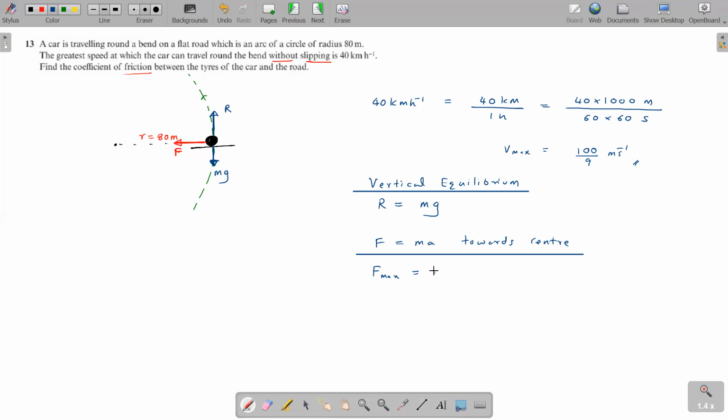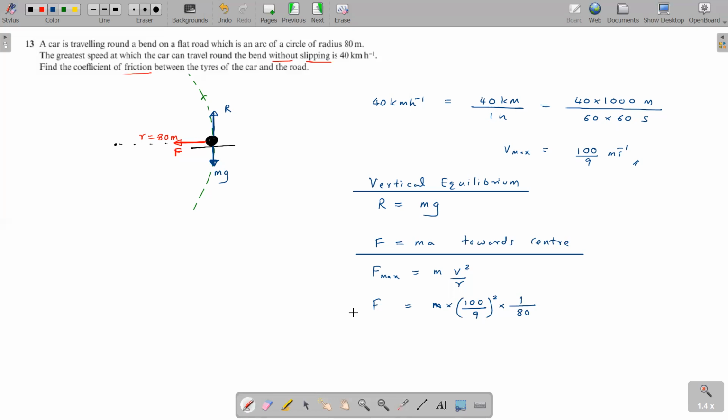Mass is unknown, and for acceleration, I think we can go with r omega square or v square over r. Since we know the linear speed, we'll go with v square over r. So the maximum friction is equal to mass, which is unknown, times v square. V is 100 over 9, right? So v square is 100 over 9 squared, into 1 over the radius. The radius is 80 meters, right? So it's 1 over 80. Okay, so this is the friction force.